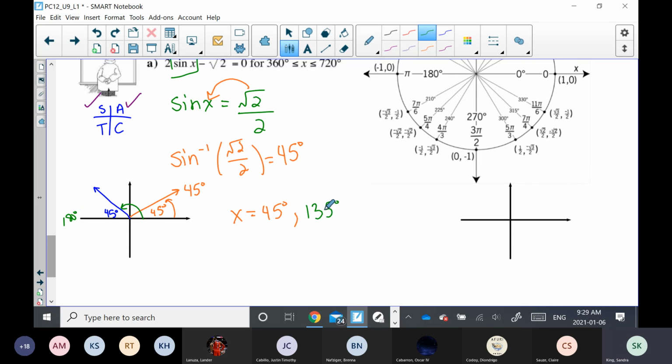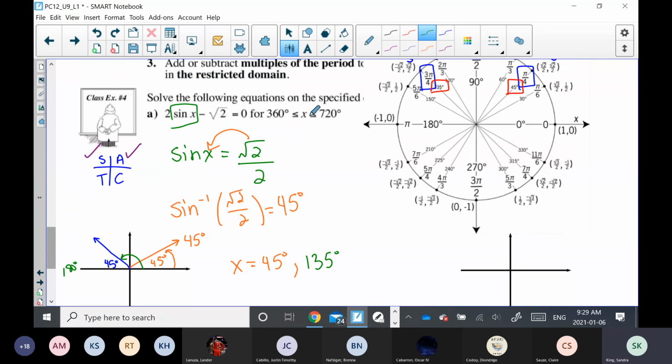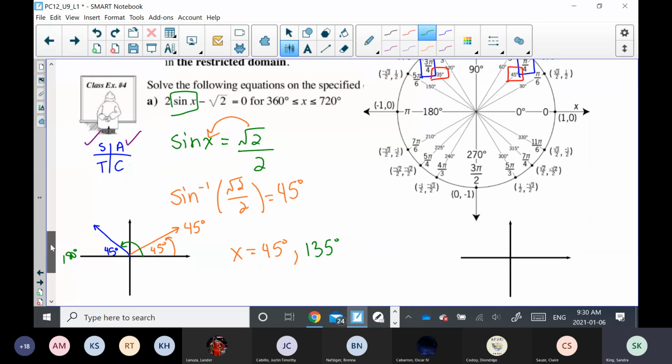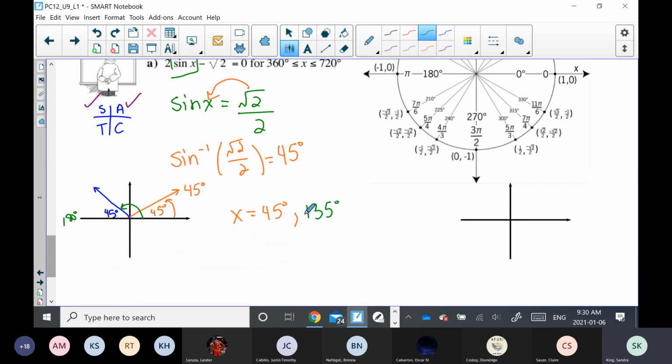So normally that would be our answer if our domain was from 0 to 360. But if you look, they're saying they want answers less than 720 and greater than 360. So even though these two are our answers, they don't want those answers because that's not within the domain. So what we have to do is find coterminal angles to these two. So 45 degrees, what's coterminal with 45 degrees? What did we do to find coterminal angles? We just added 360 to it.